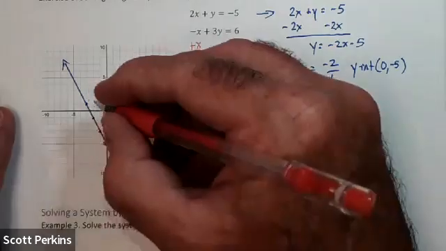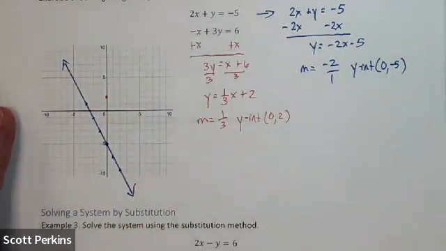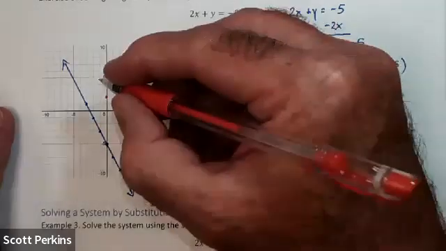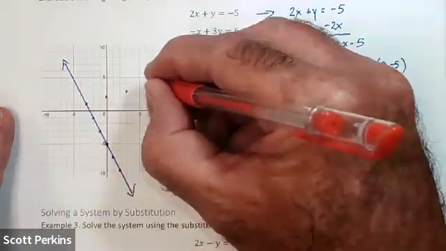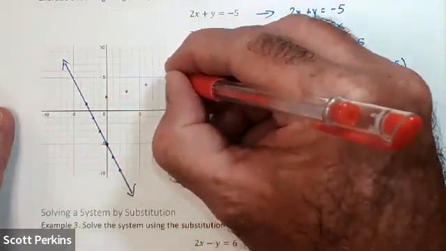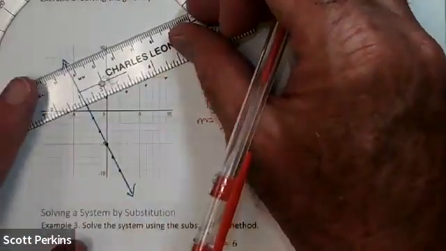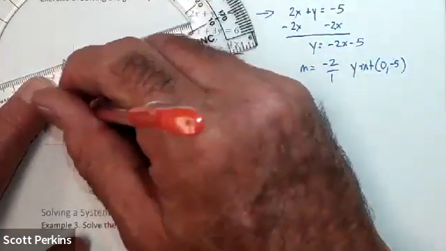So I will go up to (0, 2). There's my y-intercept. The slope is 1 over 3. That's positive 1 in the y, positive 3 in the x. So positive 1 in the y, positive 3 in the x. 1, 3. Let's go one more time. 1, 3. And when I connect the dots, looks like it's going to line up really nice here. Whee!